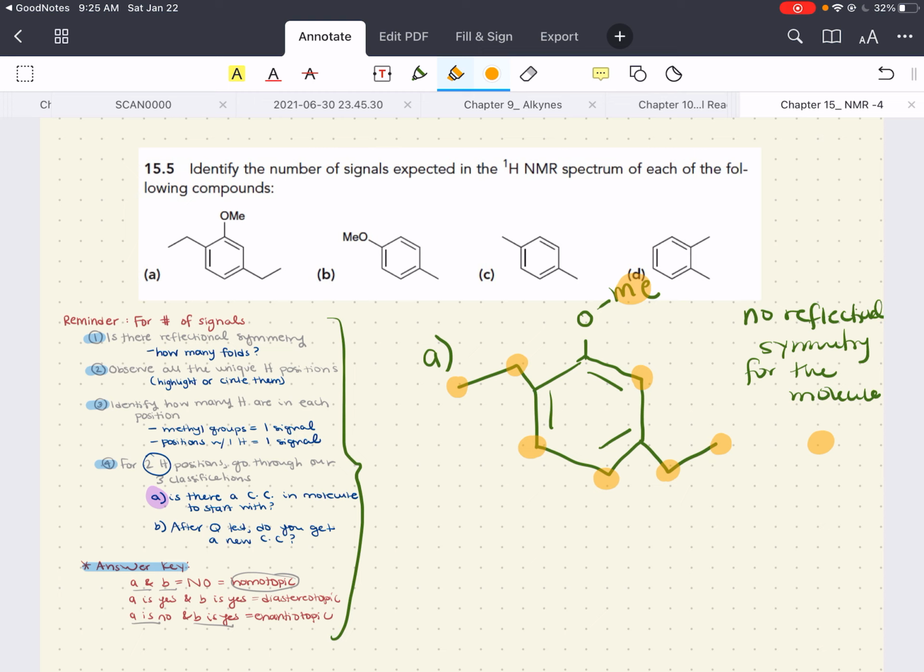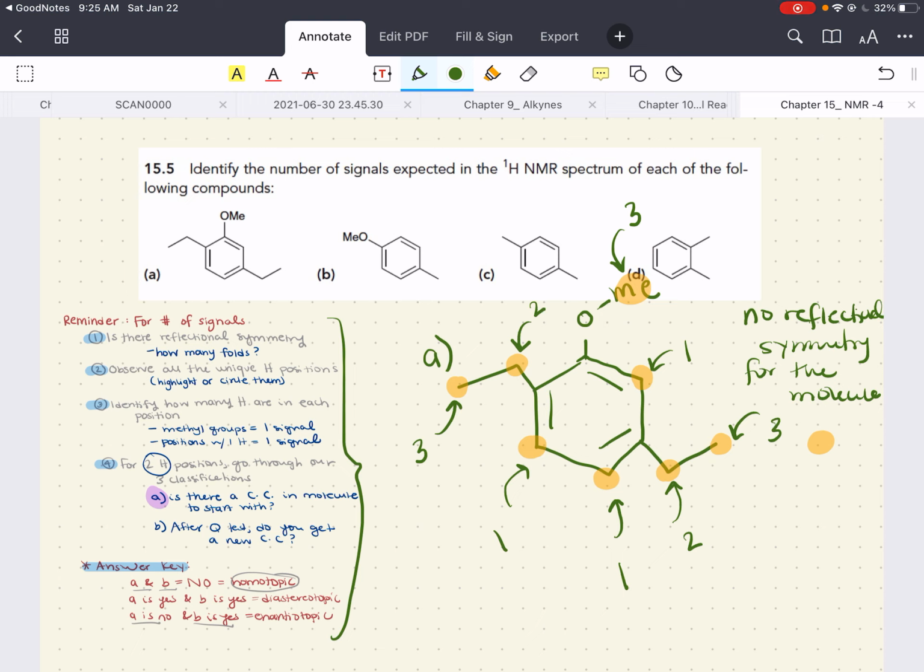All right, now our next step is to identify how many hydrogens are in each position. This is a methyl group. There's 3 hydrogens. There are 2 hydrogens over here. This is another methyl group, so there's 3 hydrogens here. There's only 1 hydrogen here, 1 hydrogen here, 1 hydrogen here. Again, a methyl group, so 3 here and 2 over here. Fantastic. So we've figured out there's no reflectional symmetry in this molecule.